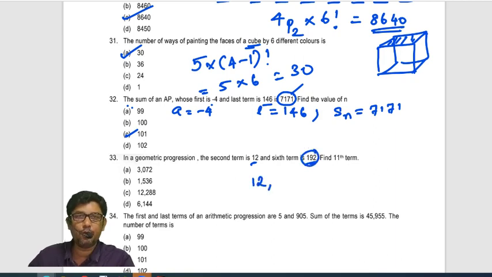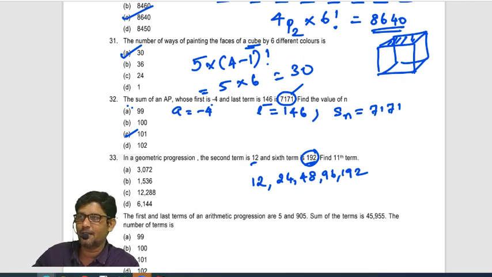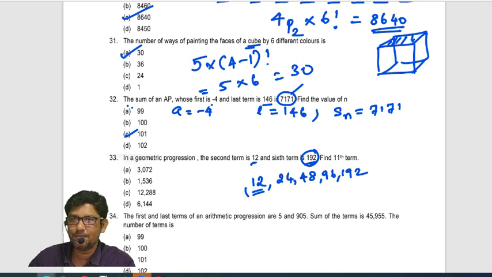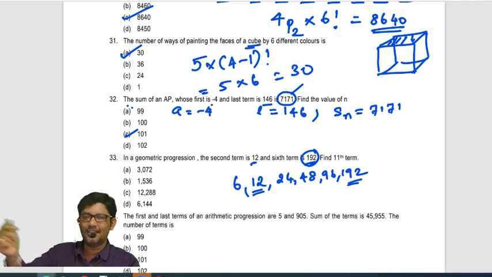Is 192 a multiple of 12? Yes. 12 twos are 24, 24 twos are 48, 48 twos are 96, 96 twos are 192. Am I right, my dear? Since this is my second term, what would be the first term? 6. So therefore, the sixth term I am getting is 192. Am I right? And keep on proceeding.